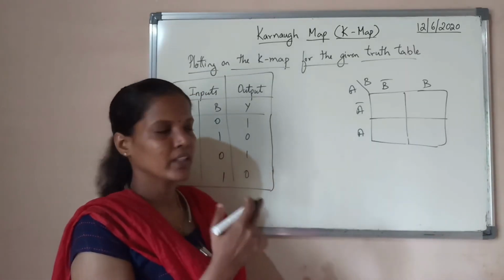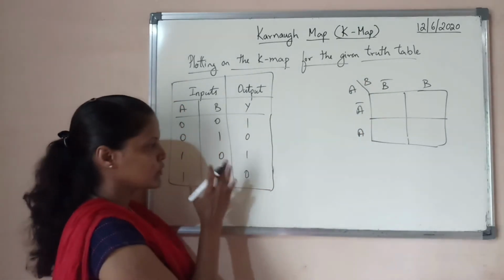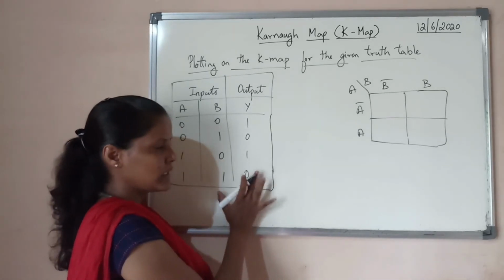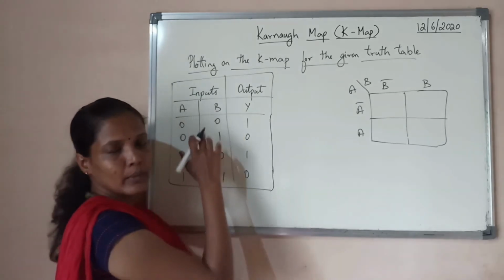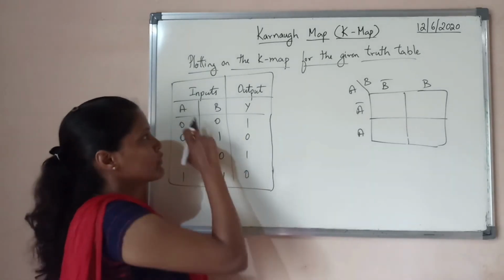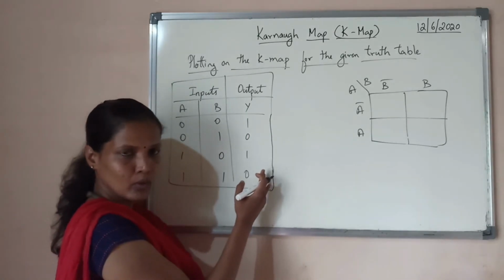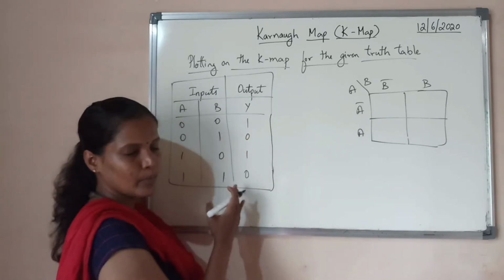This is another method of plotting the K-map with the help of a truth table. The truth table will be given, which means the output will also be given. You have to look into the truth table and then fill the K-map. In this particular truth table, I am having 2 variables A and B. For 2 variables, I'll be having 4 different combinations and its output is also given over here. So you have to plot a K-map with the help of this truth table.